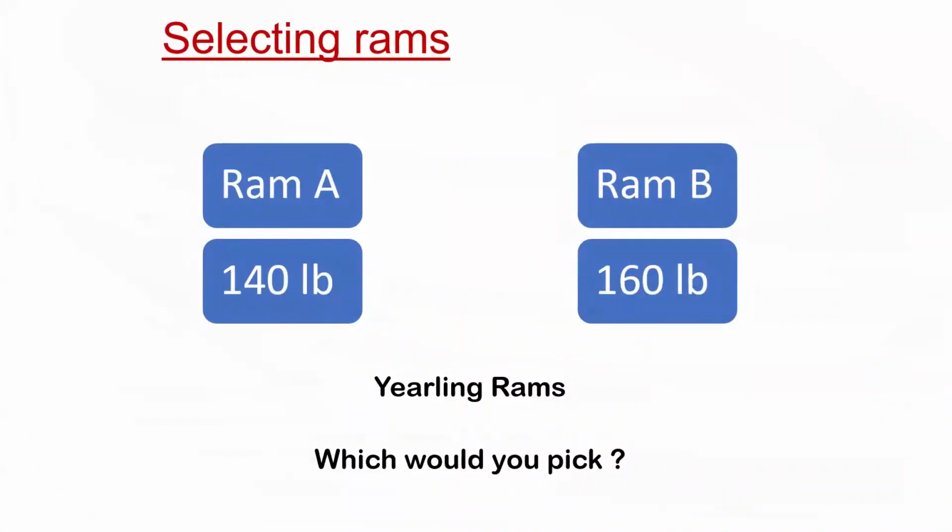And I've just got a couple of quick examples here to talk about for selecting rams. Again, you walk in looking for a ram. Okay, so you've got 2 yearling rams. They're both the same age. One of them's 140 pounds, one's 160. Really all you've got to go on is that one maybe had a little more to eat than the other one, but maybe it looks a little better. Maybe it's a similar situation to that last picture we looked at.